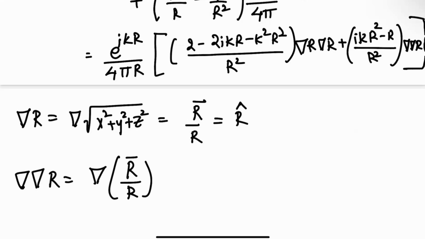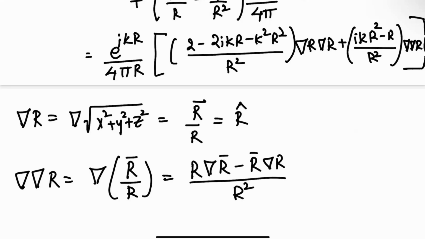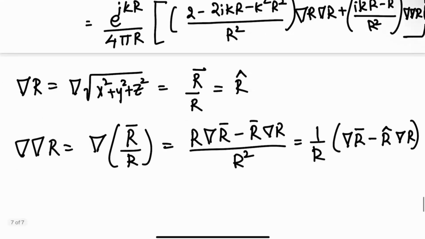Okay. And that is nothing but u dv minus v du, over v squared. So this is 1 over r times the gradient of the r vector, minus r hat times the gradient of the scalar r. Right? Okay.